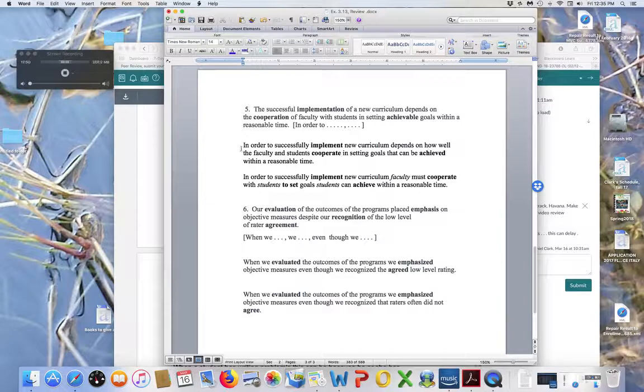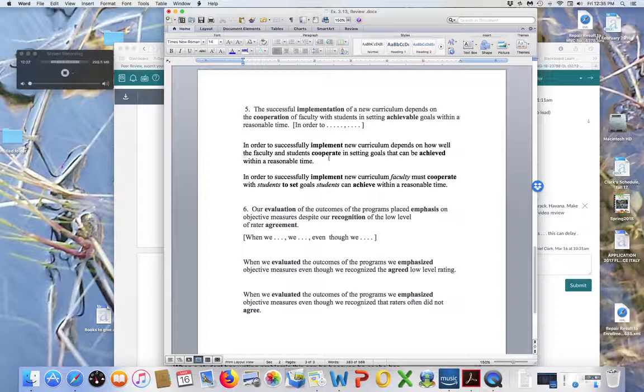Great. Let's see what we got. In order to successfully implement new curriculum depends on, okay, there's a problem there. You can't say in order to something depends. So we're going to have to find another way to put it. This in order to messes up the depends. We've got to say somebody or something depends. We can't say in order to something depends. So what can we do? But I like the in order to. So I'll show you down here what to do.